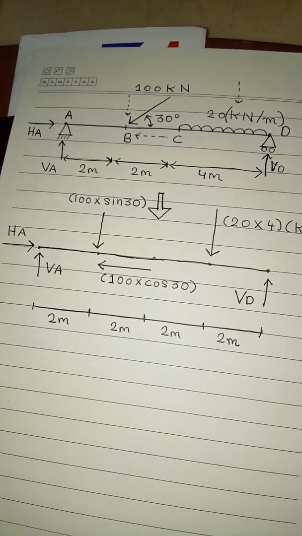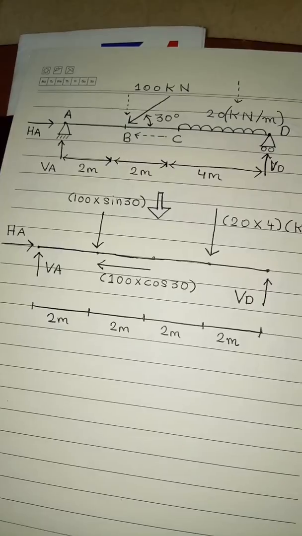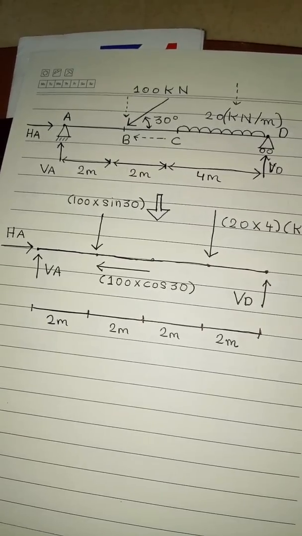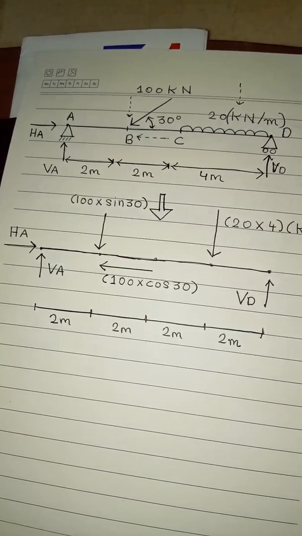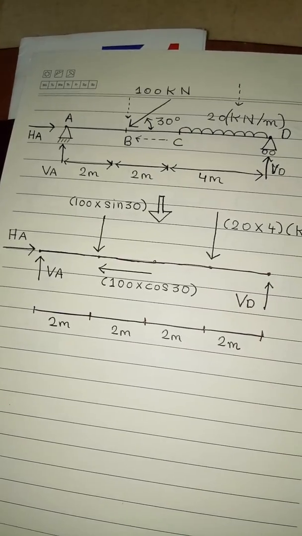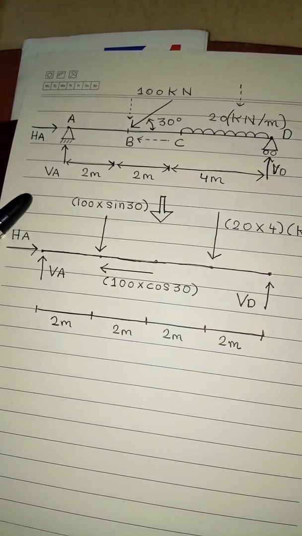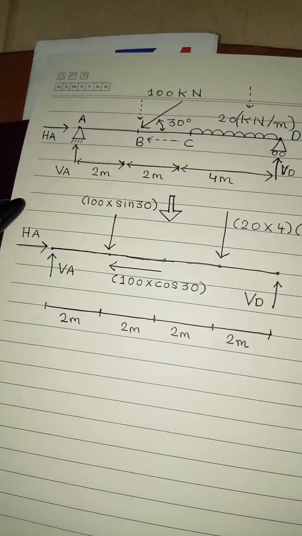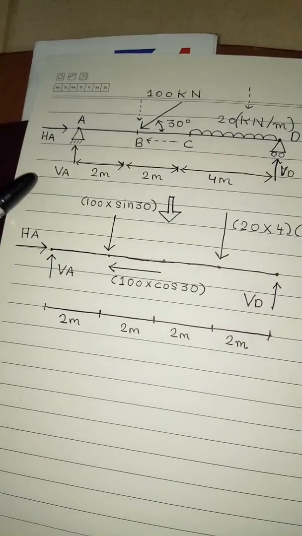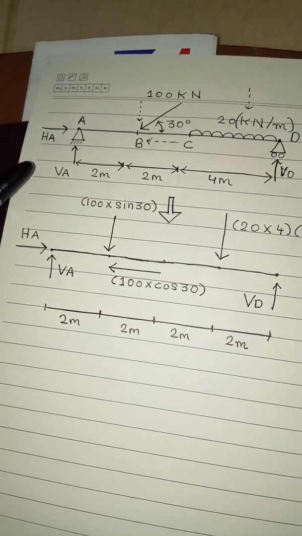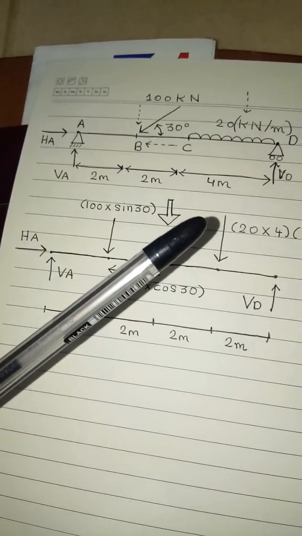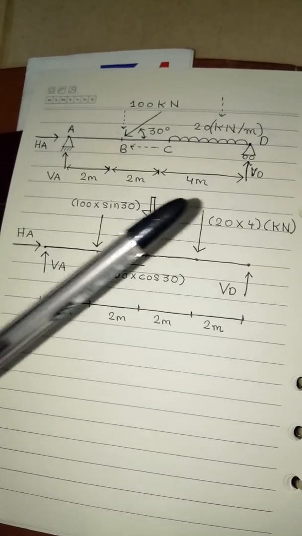So what is the first step? My first step here is I need to know what is the total number of reactions in this beam. Now for this point A, since it is a hinge support, I am having two reactions, VA as well as HA. And for the roller support D, VD, I am having one reaction.